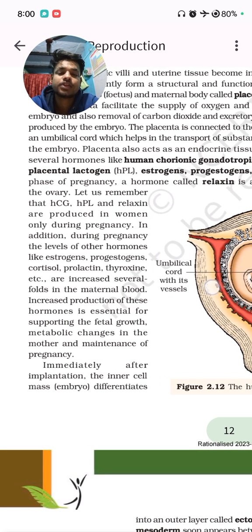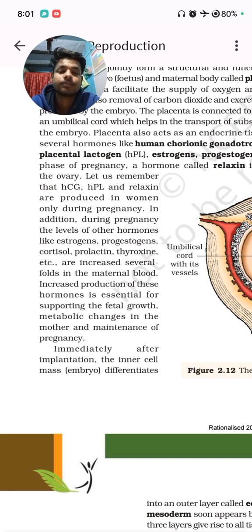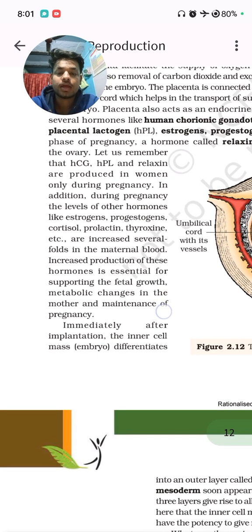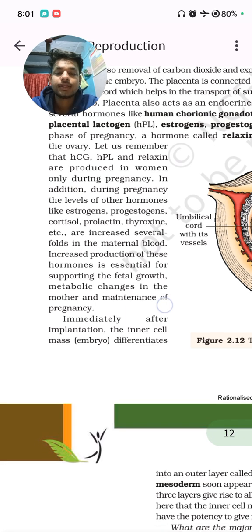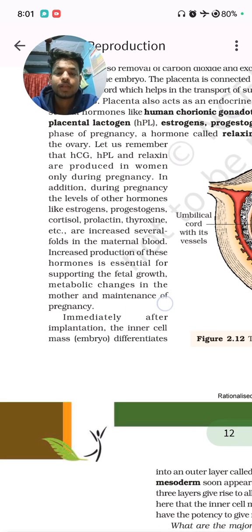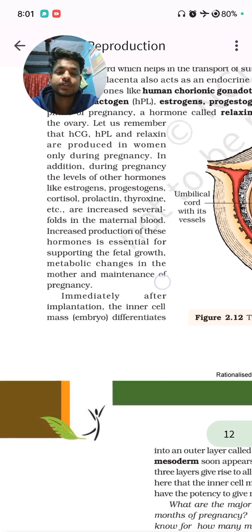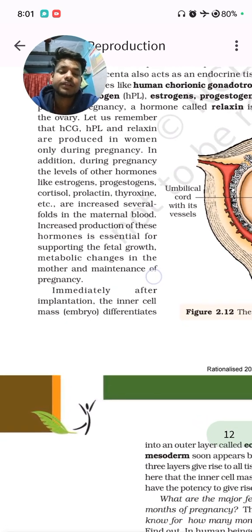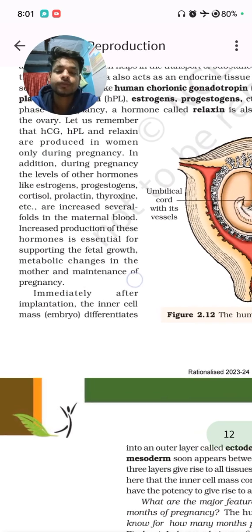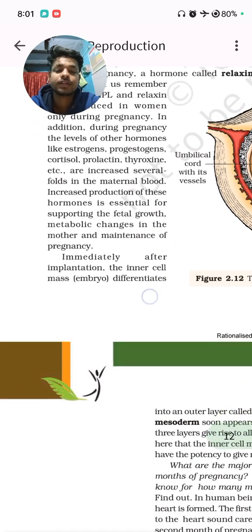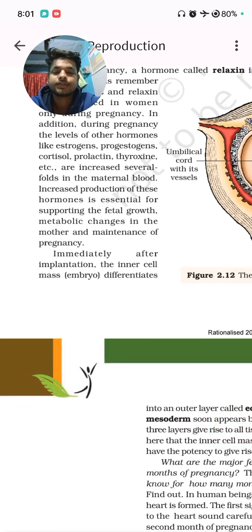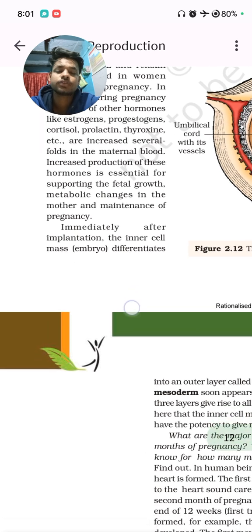In addition, during pregnancy, the levels of other hormones like estrogen, progestogens, cortisol, prolactin, thyroxine, etc. are increased several folds in the maternal blood. Increased production of these hormones is essential for supporting fetal growth, metabolic changes in the mother, and maintenance of pregnancy.